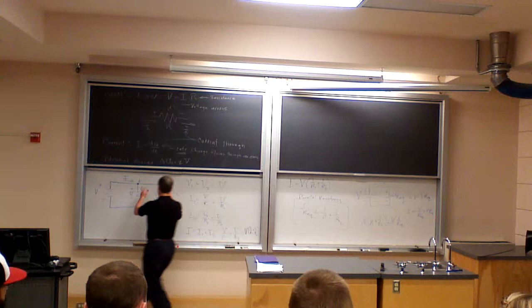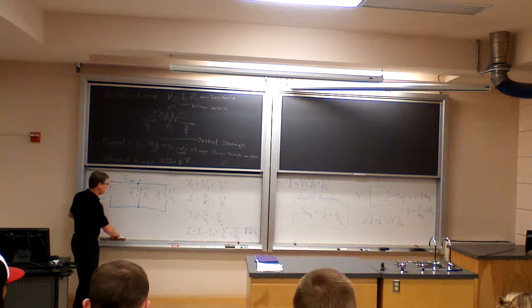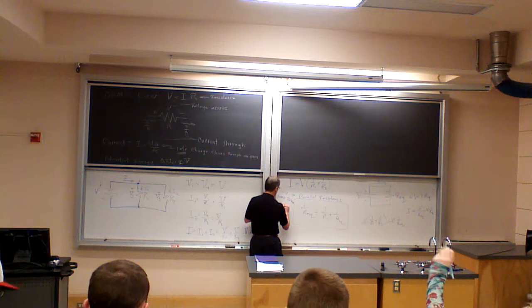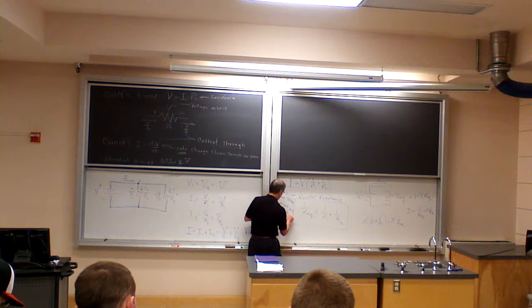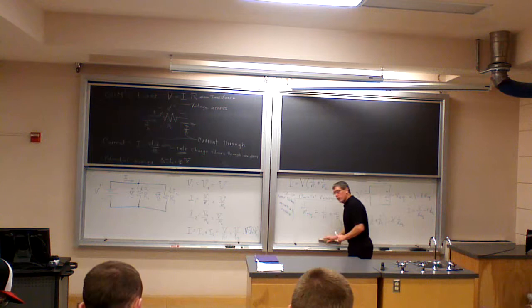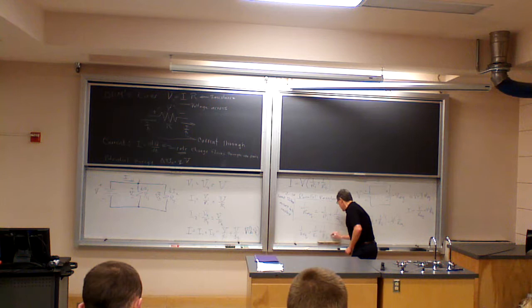Okay. Let's do the same thing now with series resistors. So parallel, what's the key thing? Parallel resistors have the same voltage across both resistors. You can actually extend this, and do it in a very similar way, and say that 1 over R equivalent equals 1 over R1 plus 1 over R2 plus 1 over R3, ad nauseam, for as many resistors as are in parallel.